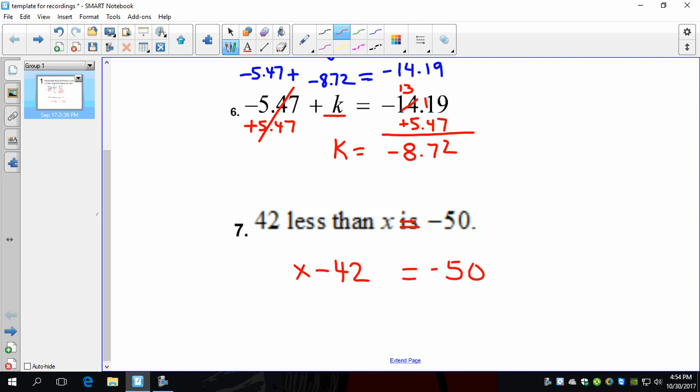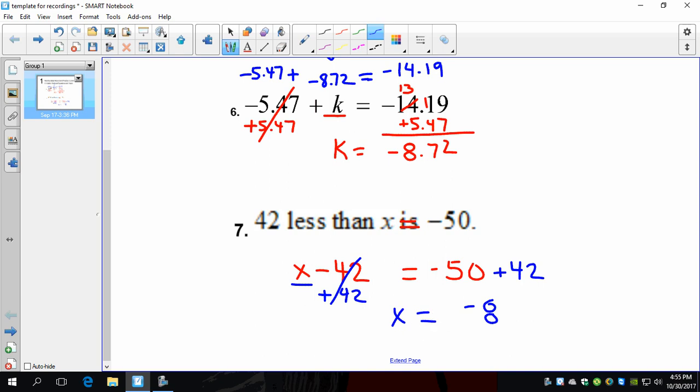Now we need to do the same thing that we did up on the top. We want to identify our variable x, and now we want to isolate our variable x. So we're getting rid of the 42 by canceling it off. And then over here, we are going to add 42 to negative 50. Our signs are different. We're adding 42. Negative 50 plus 42 would be negative 8. So x is equal to negative 8.